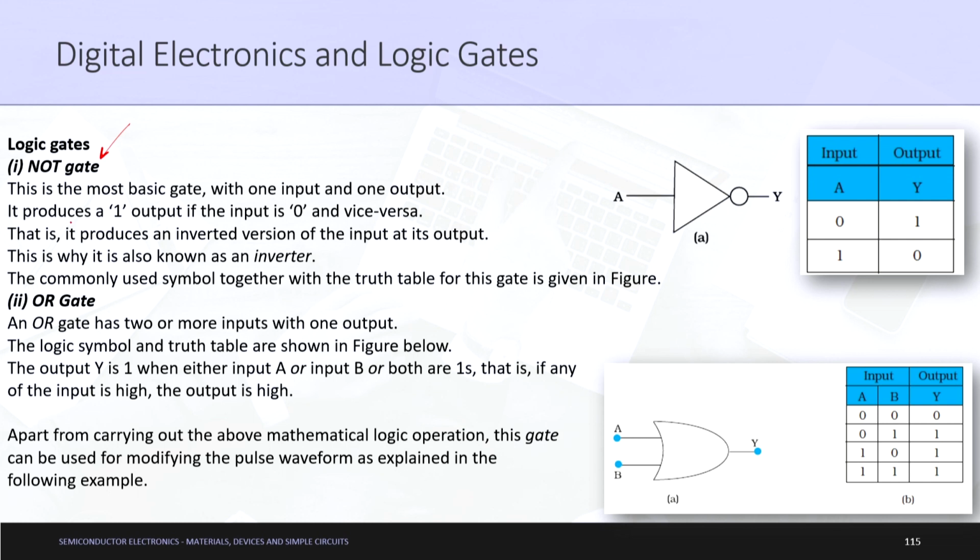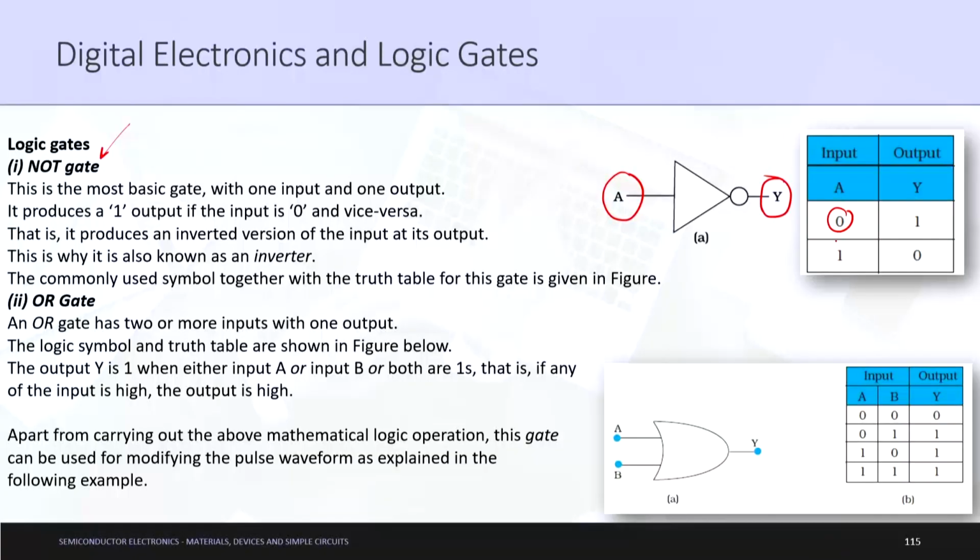Okay. So, this is the most basic gate with one input and one output. What does it mean? One input is there and one output is there. It produces a 1 output if the input is 0 and vice versa. So, what basically is it saying? Let us suppose a 0 input. What can be a 0 input? A 0 input can be either 0 volts, or it can be minus 5 volts, and what can be the output? The output can be basically 1.